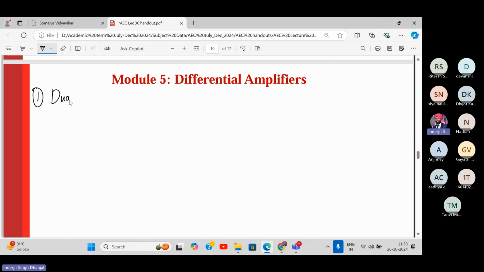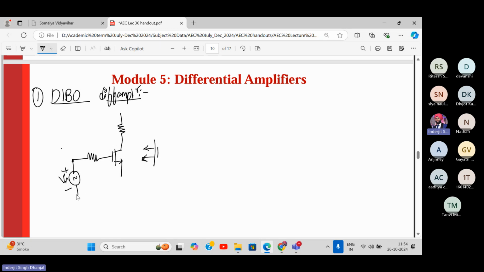So first I'll write down the short form DIBO, DFAM. So let's draw it. We are drawing MOSFET based, so I'll draw MOSFET based only. Okay, so over here, what will come? Two resistors will come over here. This is Vin1. This is ground.